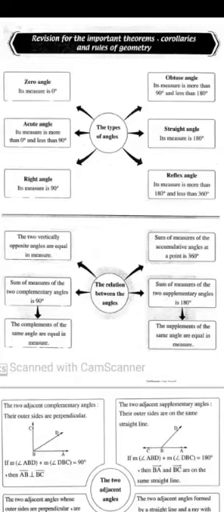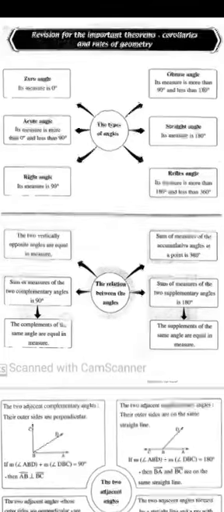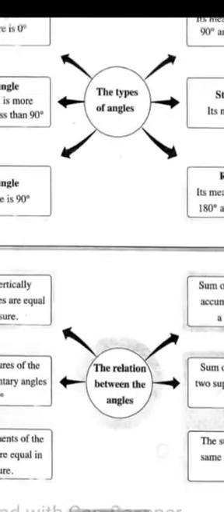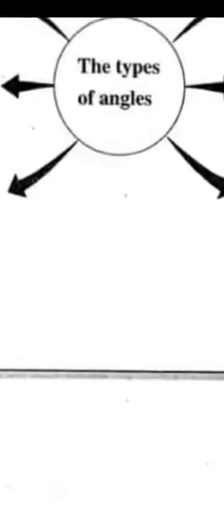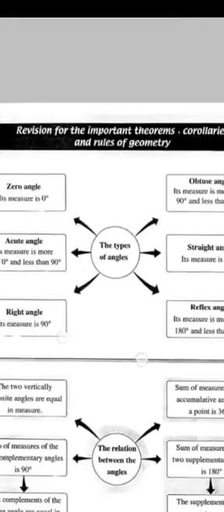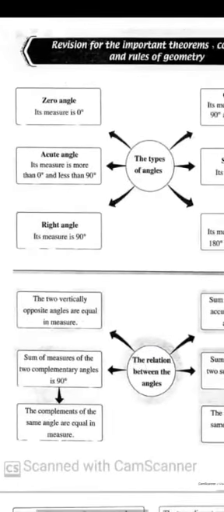What is an angle? The angle is the union of two rays with the same starting point. And now we're talking about the types of angles. What are the types of angles? We have several types of angles.